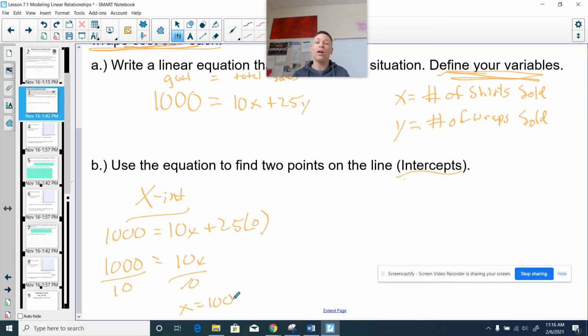Now, 100 is not an x-intercept. That is a value in the coordinate point. So the coordinate point is 100, 0. Okay? Y-intercept.